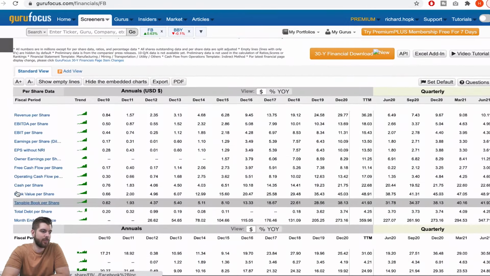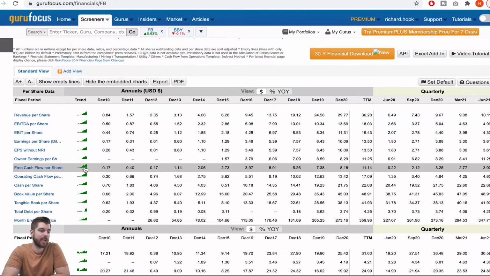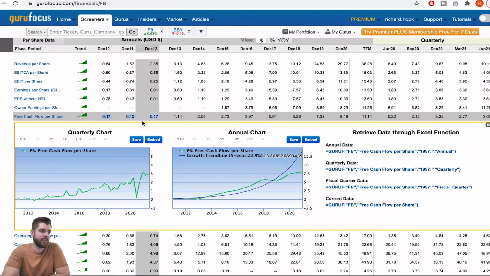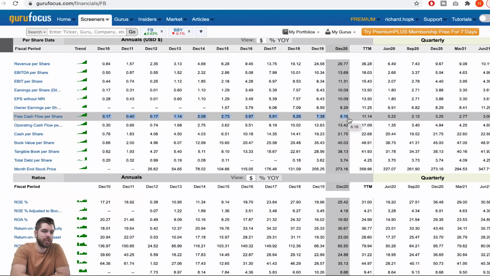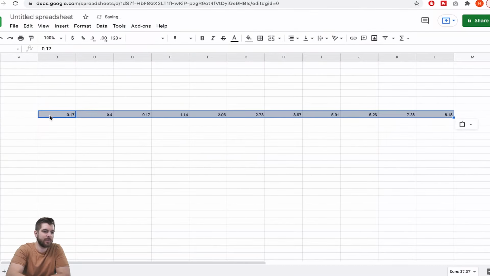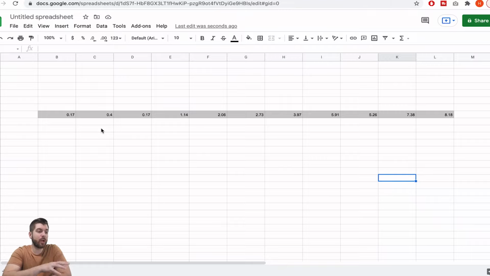So typically you're going to be estimating future growth rates for free cash flow. So we're in Facebook again, and here's the free cash flow per share for Facebook. And I'm actually just going to copy this, and I'm going to head over to the spreadsheet, and I'm going to paste it inside the spreadsheet. So what we want to do is we want to know the annual growth rate of this series of numbers of free cash flow per share that we're looking at.